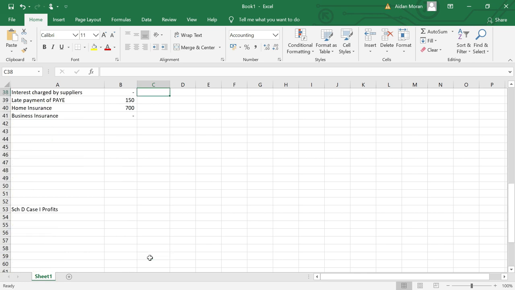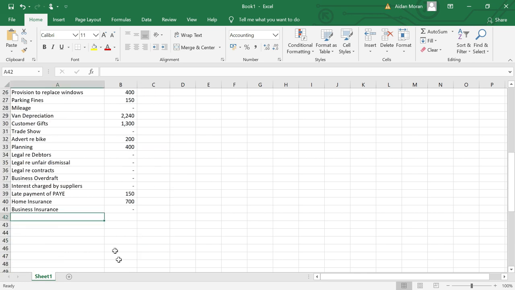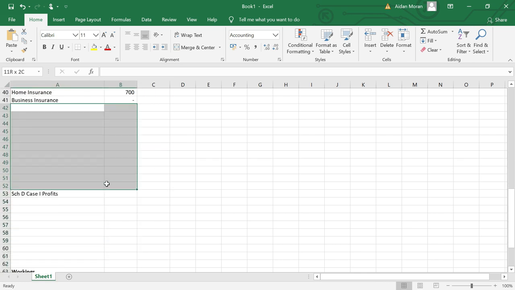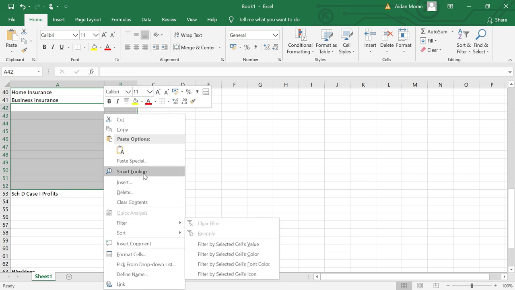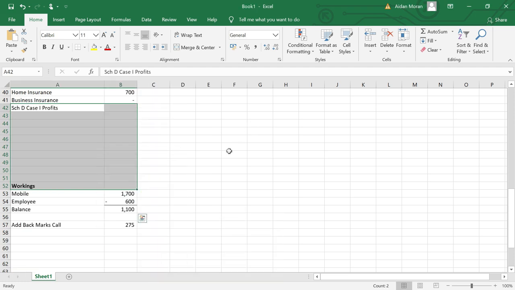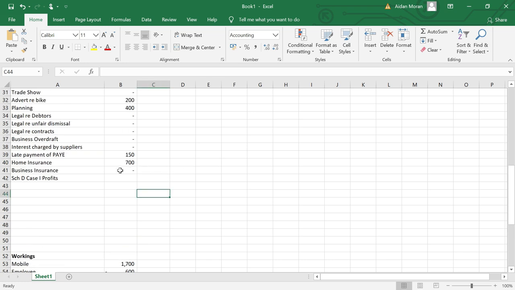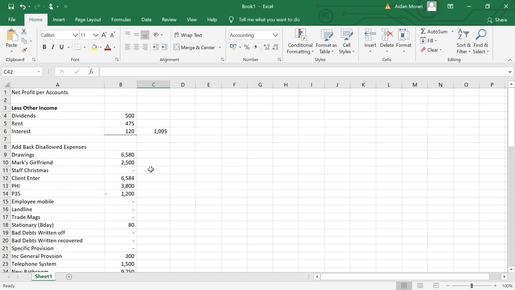So I have put in all my expenses. I have taken away my income, which has got nothing to do with case 1, so I'm just going to get my answer. So I will add up all the sum of my add backs. So it was all the way up here.